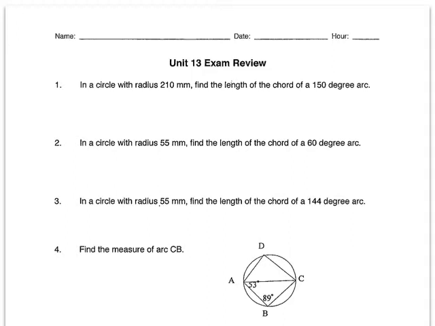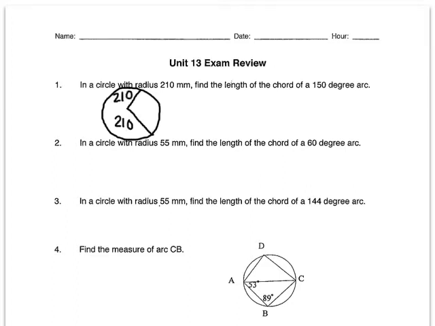So looking at number 1, in a circle with radius 210, I'm going to try to draw this to the best of my ability. So here's our circle. Our radius is 210, which means that I'm going to draw 2 of these. I know I'm going to need those in a minute. And each one is 210.